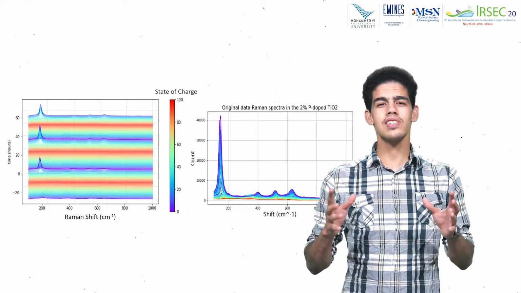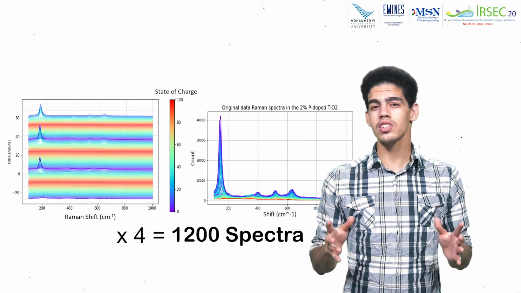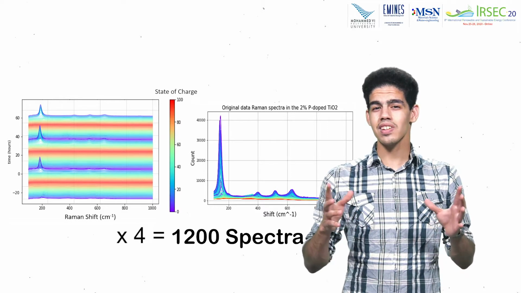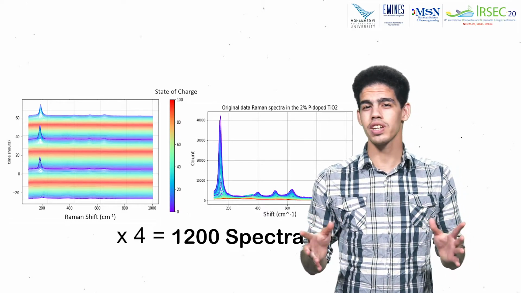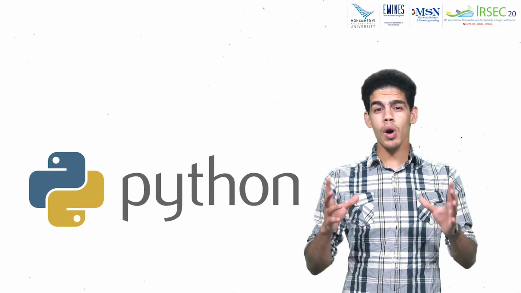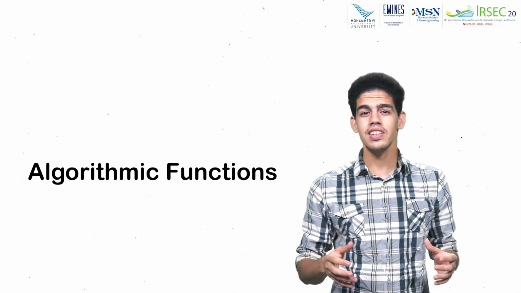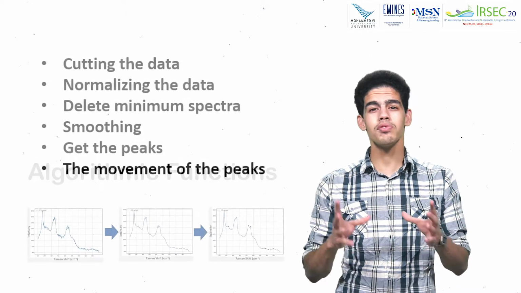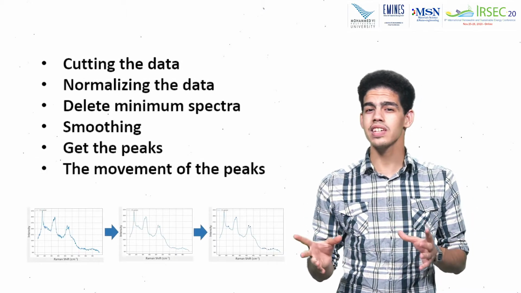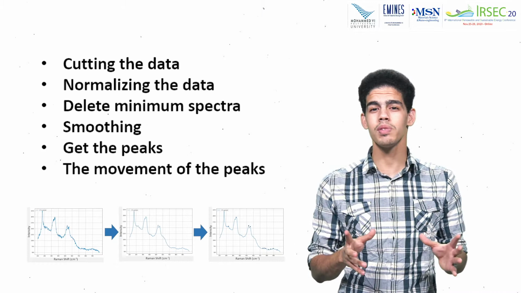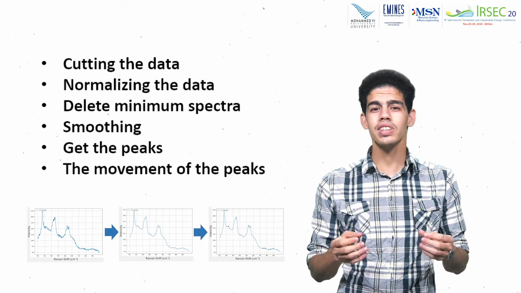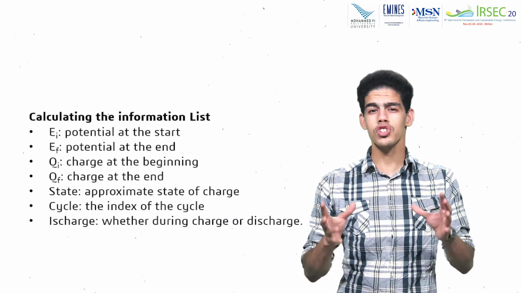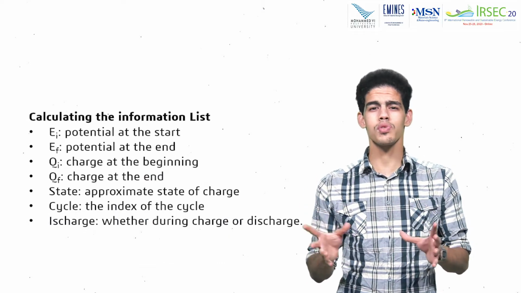This left us with data of over 1,200 spectra, and each spectrum is a function of over 400 points. This amount of data is quite impossible to manipulate manually. That's why we thought of using data analysis in Python. So I made a whole list of functions that make the data more useful, from filtering and smoothing to normalizing, getting the peaks and tracking their movements, and coupled this data with the electrochemical data to get the voltage of each spectrum and other useful information.